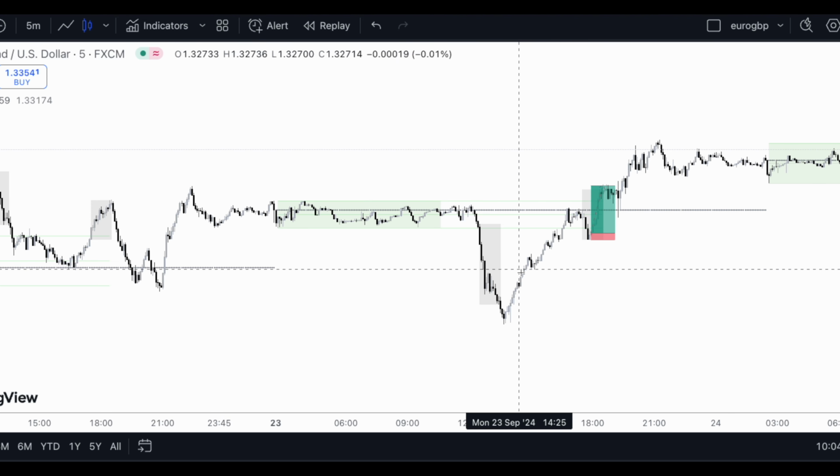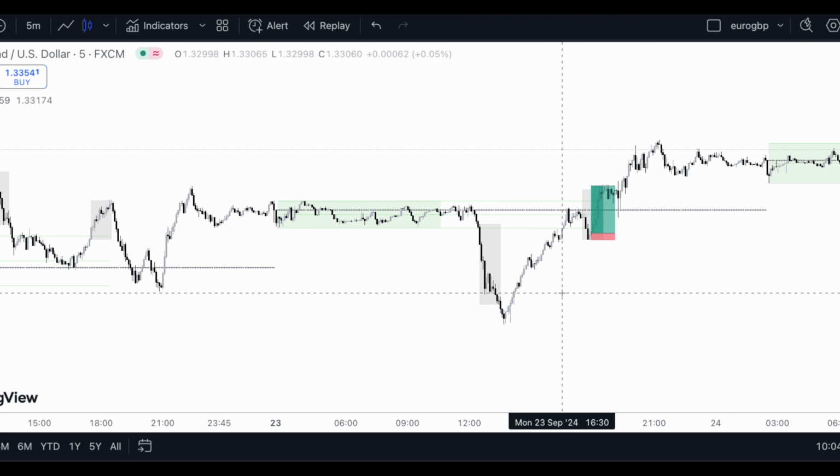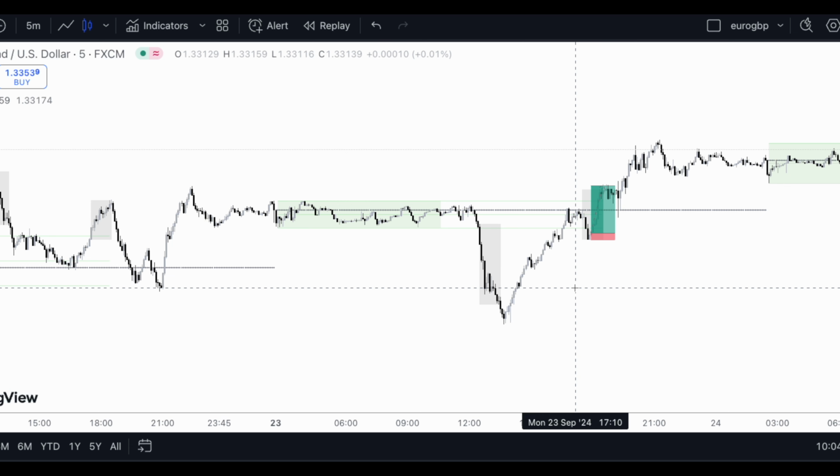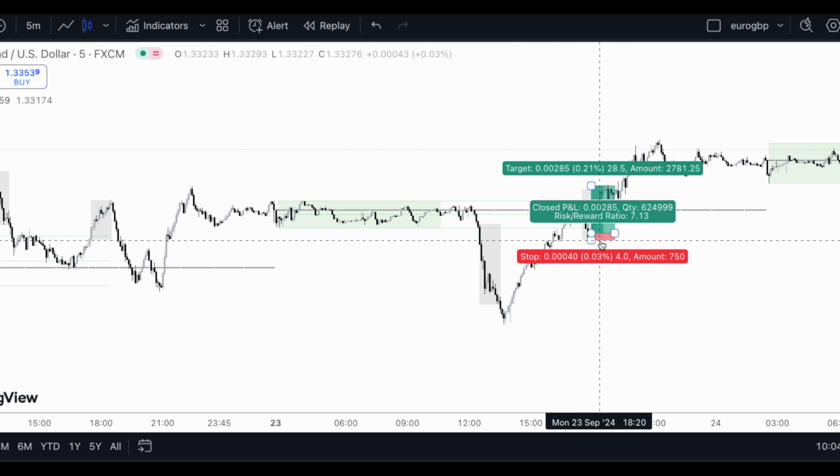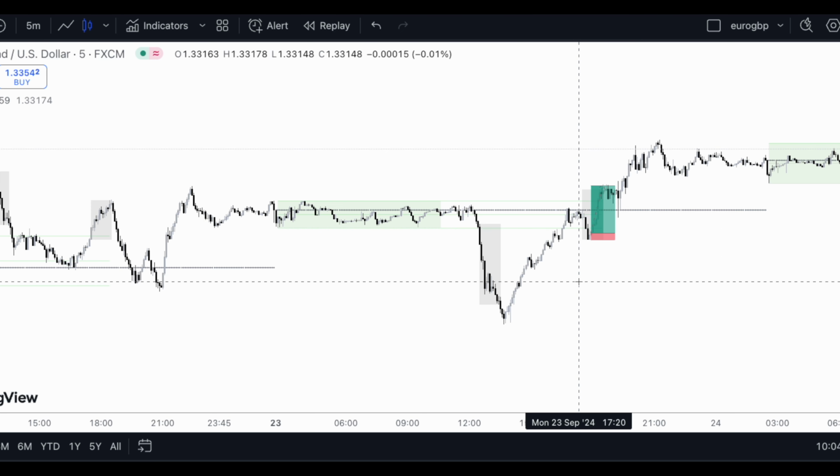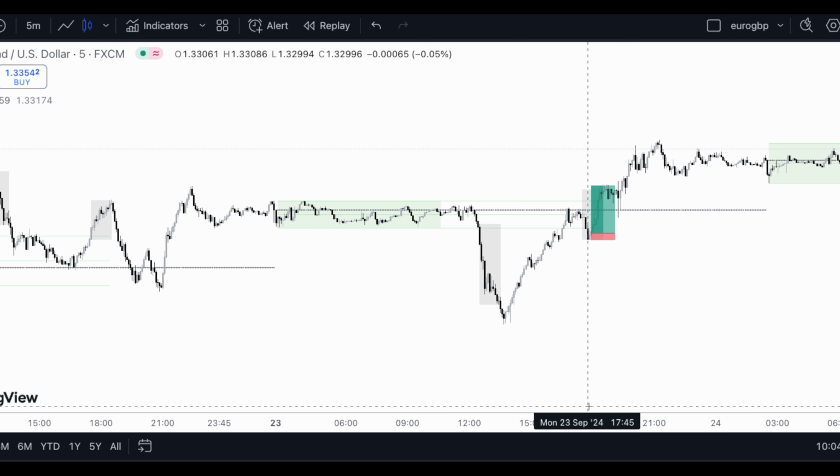Today I'm going to share a trade I took on GBP USD yesterday for approximately 7 hours, as you can see here. And this trade was taken on 23rd of September 2024. You can go on your charts and backtest this trade for yourself.